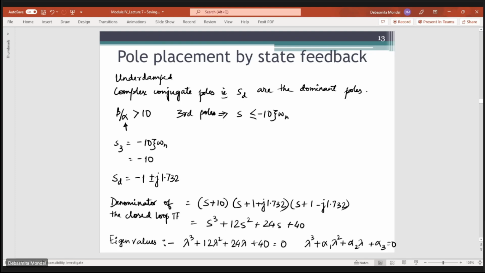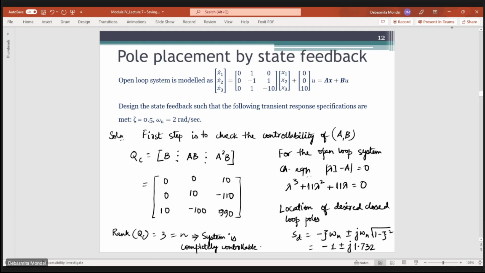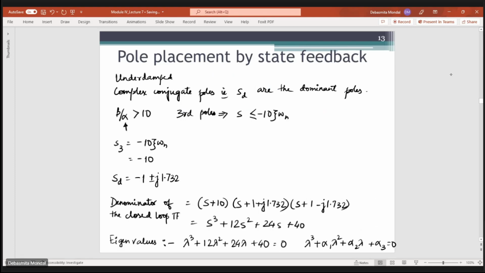A1, A2, A3 are basically the constants of the open loop system. The characteristic equation of the open loop system is lambda cube plus 11 lambda square plus 11 lambda and so on. You can also write this equation in the form lambda cube plus A1 lambda square plus A2 lambda plus A3 equals 0. By comparing, you can find the values of A1, A2, A3, and from the other equation you can find alpha 1, alpha 2 and alpha 3. Once you know these, you can simply write the equation for Kc.